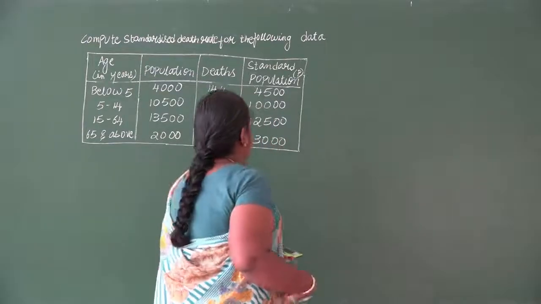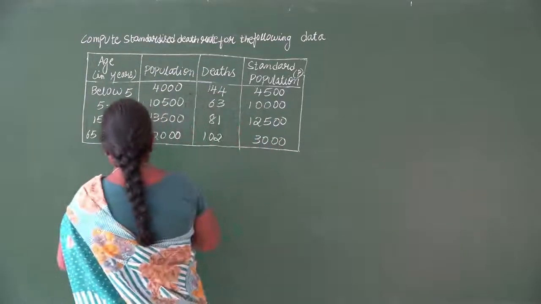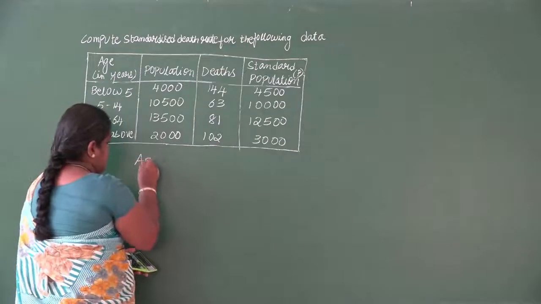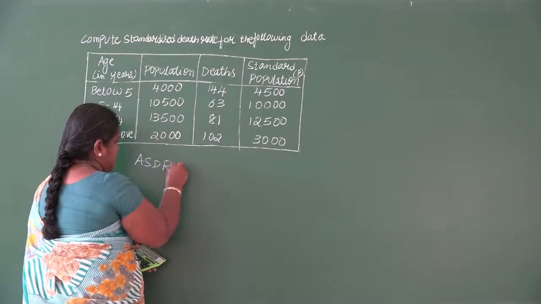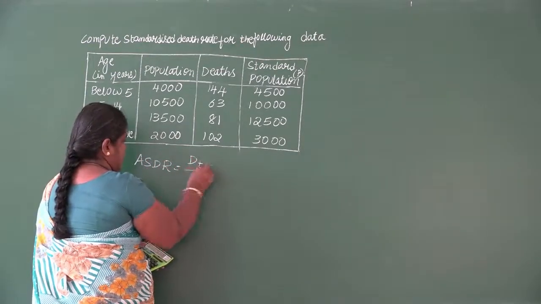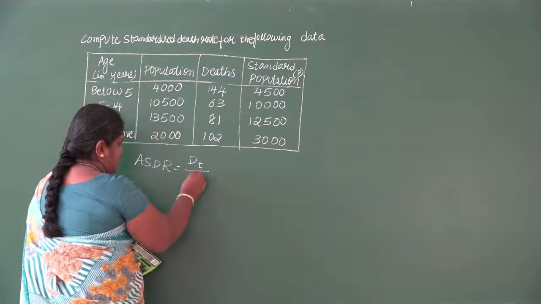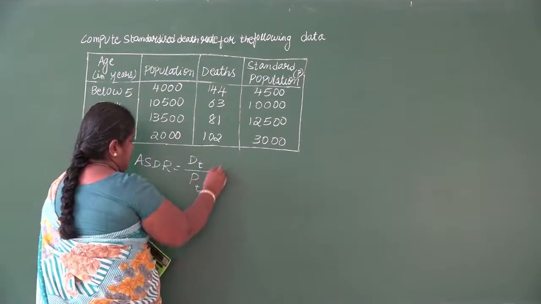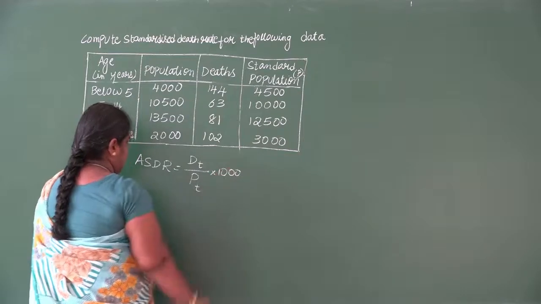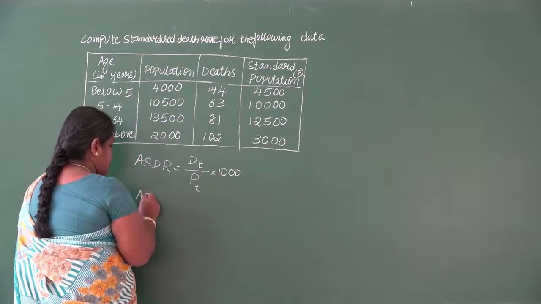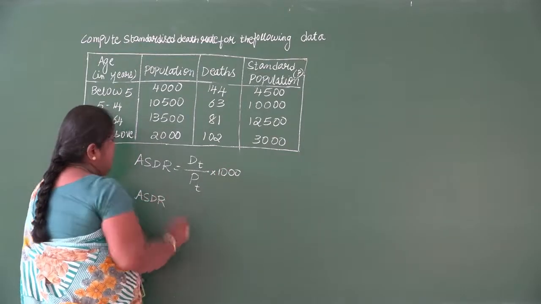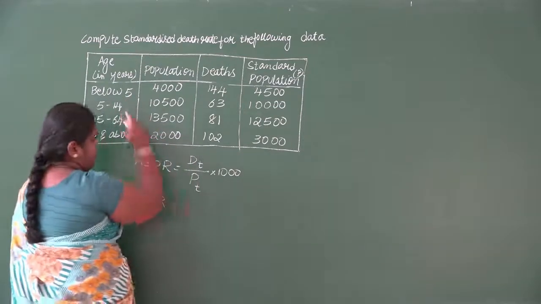This is the second problem regarding the standardized death rate, where we'll be calculating it only for the one population. So what is the first step? We have to write the ASDR formula. So ASDR is death at time period T divided by population at time period T into 1000. Again, one step calculation is compulsory. So we'll calculate for the age group below 5.